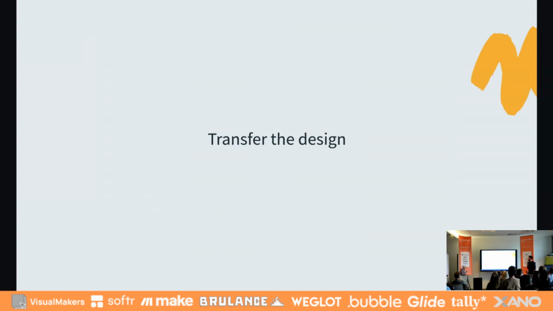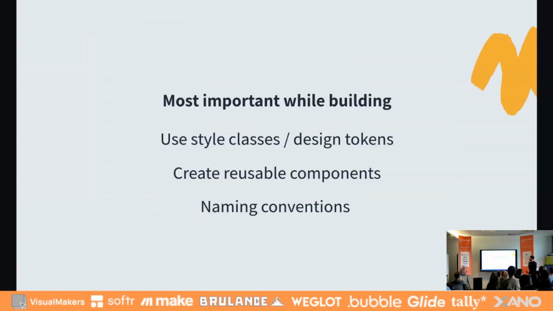So when it comes to transferring the design, I would like to first talk with you about some principles that we use in order to keep the maintainability of the app. And that's basically rule number one: use style classes and design tokens, because it will make it so much easier to maintain your app. Not sure, has anybody of you developed websites with Webflow, for example?